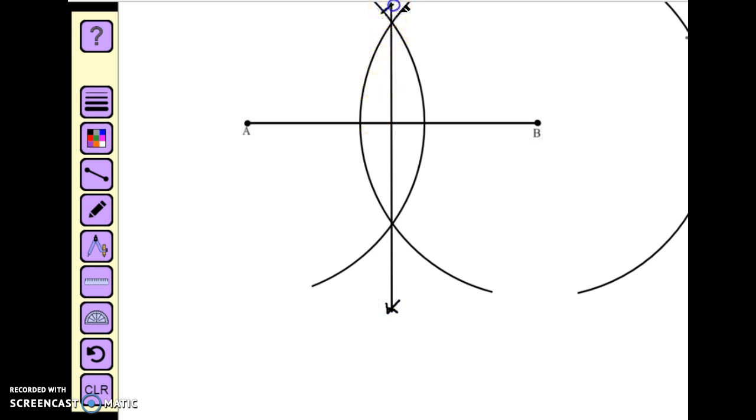And here we go. So this line here, we'll call this like line L. Line L is a perpendicular bisector for segment AB. So we know that this is a right angle here.